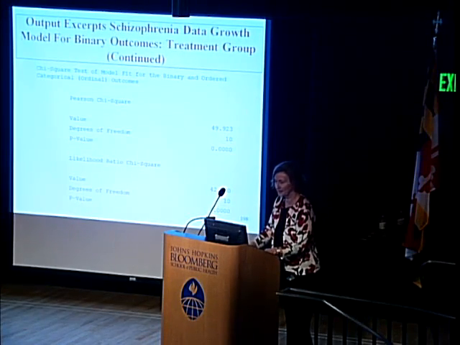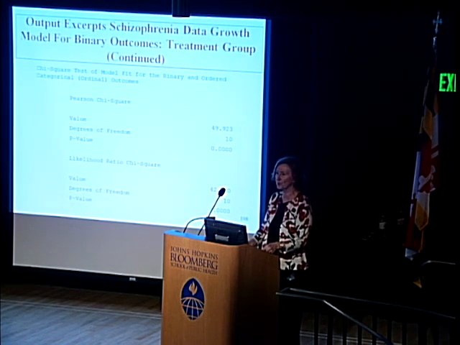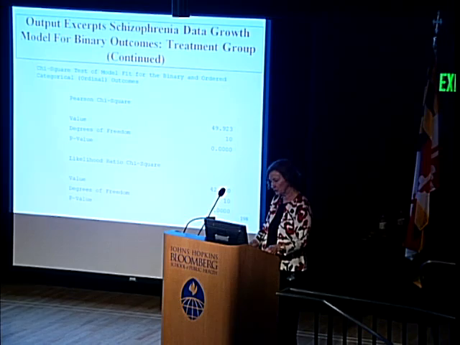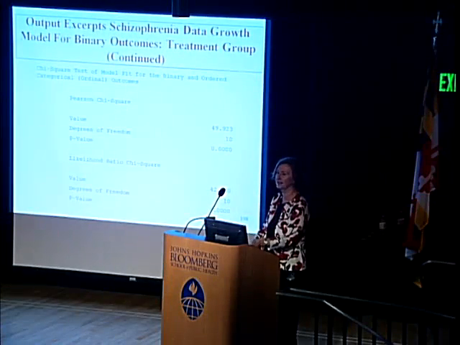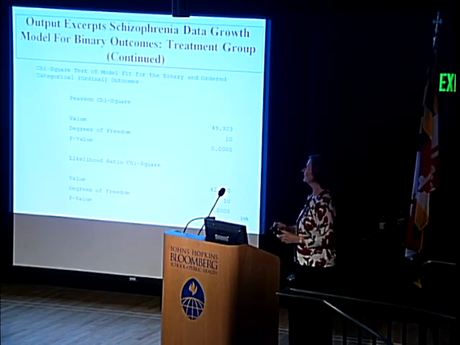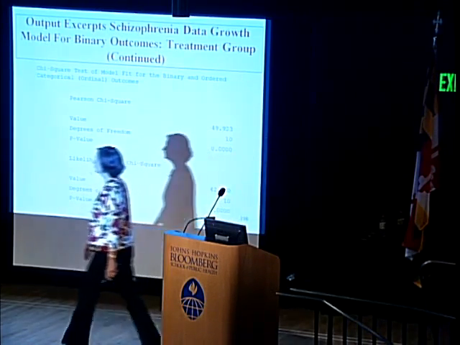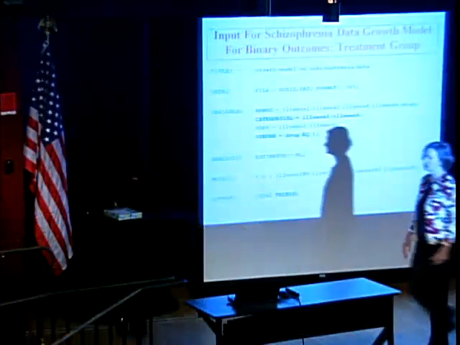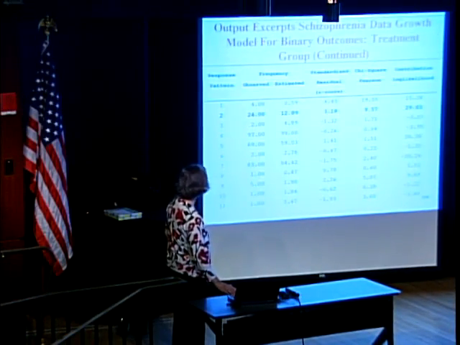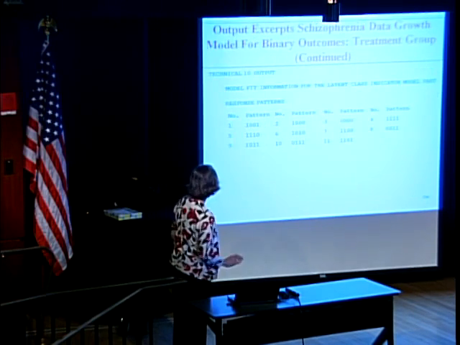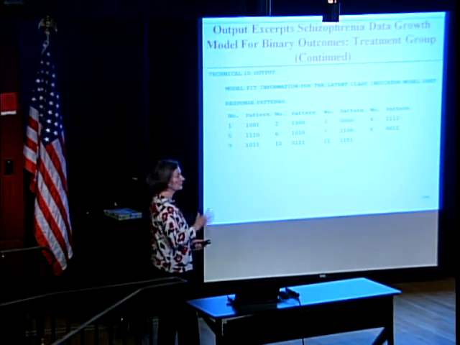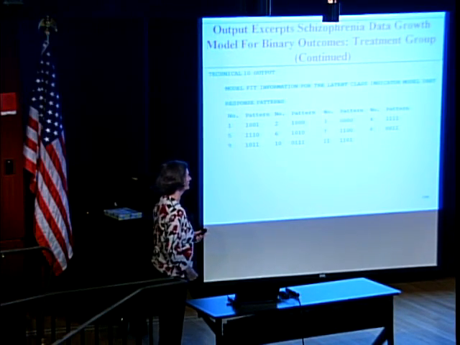So then the question is, well, why doesn't it fit well? And we're going to take some time now to look at Tech 10 and see how we can use Tech 10 when we have categorical outcomes to figure out why the model doesn't fit well. Whoops, I went too far. All right, well, let me start with the beginning of the output and then go on.